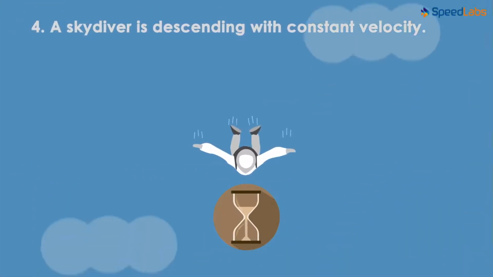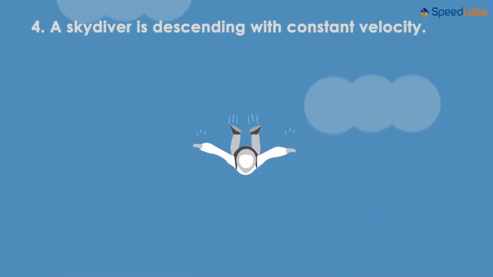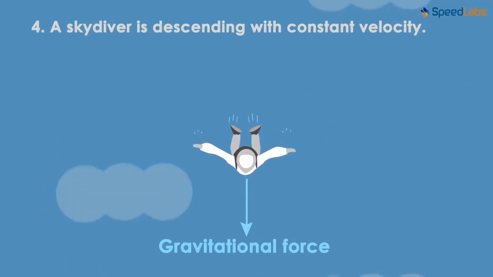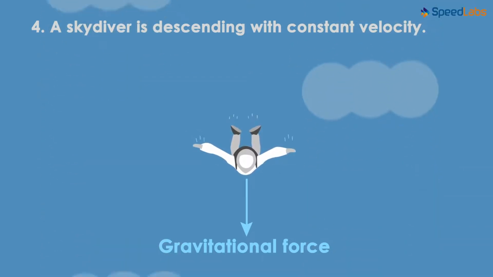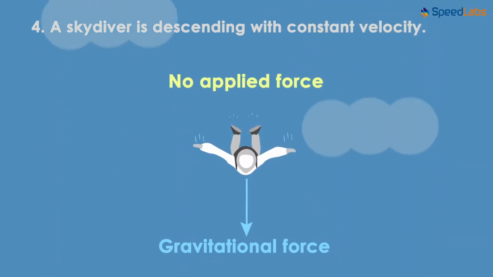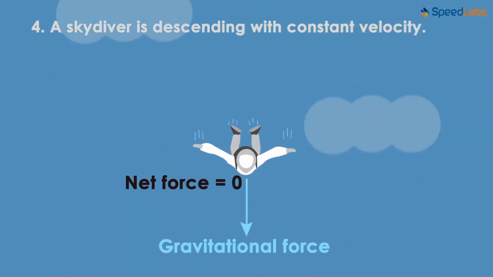In the fourth case, let us first discuss the forces that are acting on the skydiver. There will be the force of gravity which is pulling the skydiver down. As there is no table or ground, the normal force will not exist. And there's no applied force on the skydiver either. But as the skydiver is falling at a constant velocity, it implies that the net force must be 0.